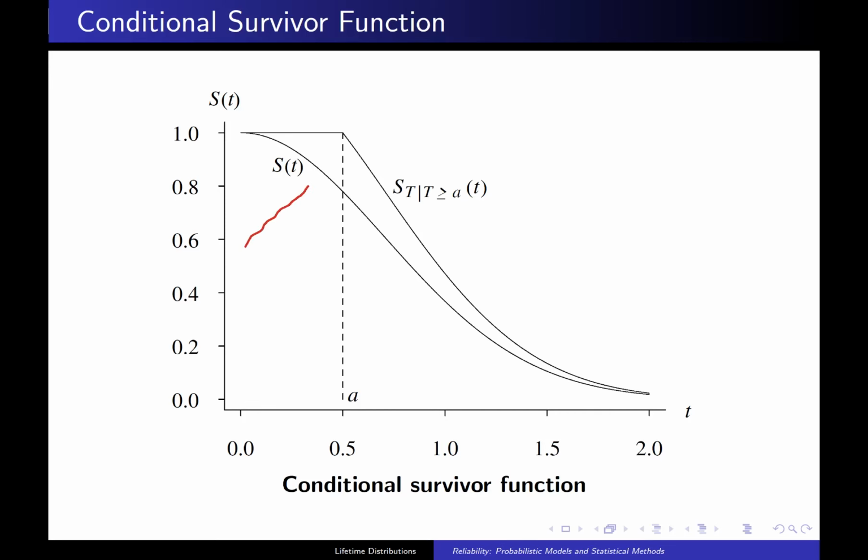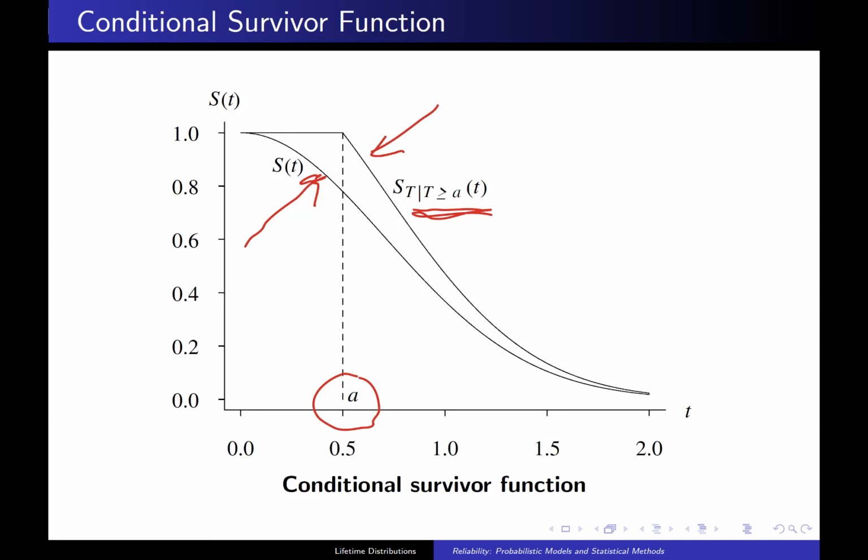Here is the survivor function of a brand new item. That could be, for example, an automobile engine. And if we burn in that automobile engine to time A, we are simply rescaling. If you remember, with the formula for the survivor function, you rescale and you get this survivor function.